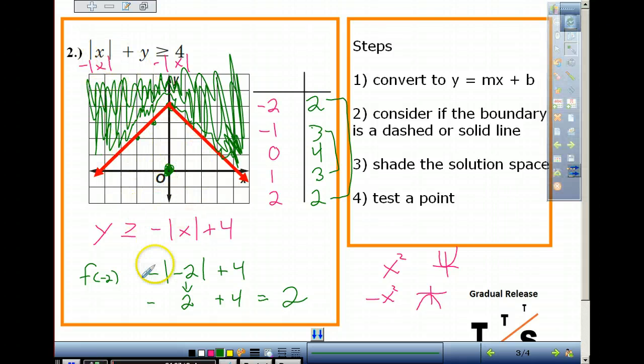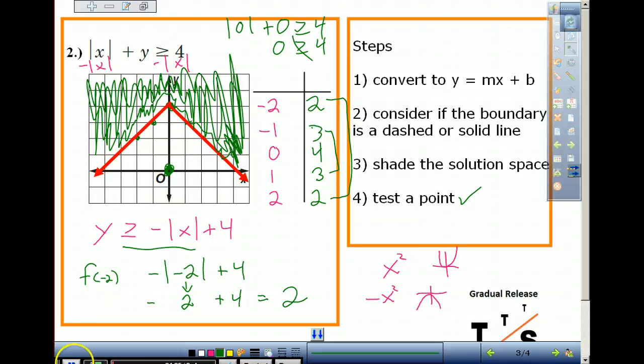So if you plug in 0, 0, you can plug it in this one, or you can plug it in up here. Is the absolute value of 0 plus 0 greater than or equal to 4? 0 plus 0 greater than or equal to 4? Nope. False. So that's good. It's not supposed to be an answer. So we shaded the right area. So we did get it right after all that work.